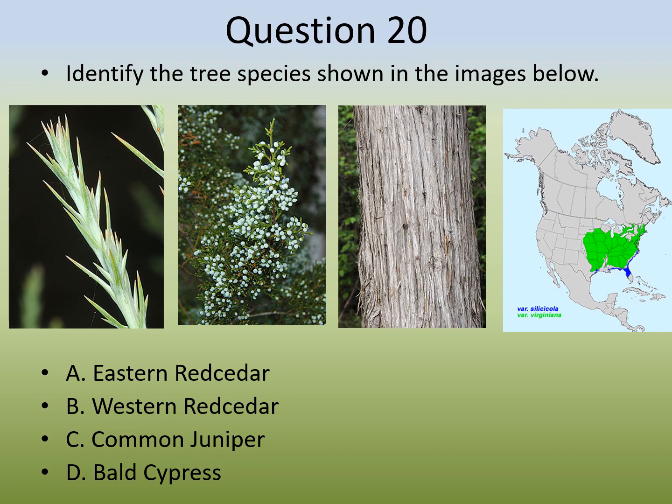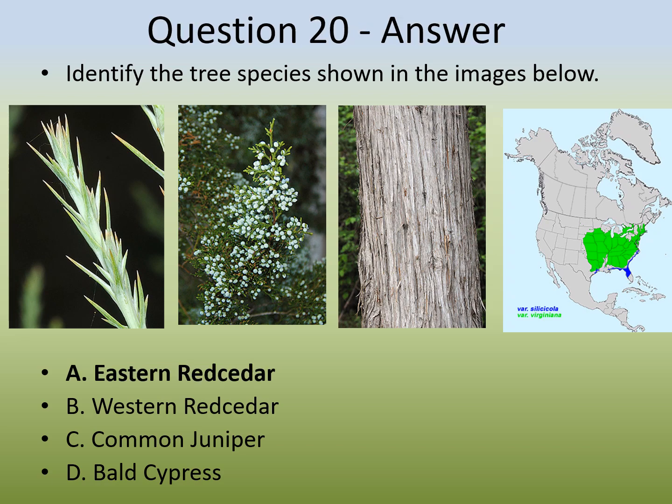And our final tree ID question. We've got some small pointed needles, what appear to be berries, and a range in the east. Is it A, eastern red cedar, B, western red cedar, C, common juniper, or D, bald cypress? The answer is A, eastern red cedar.